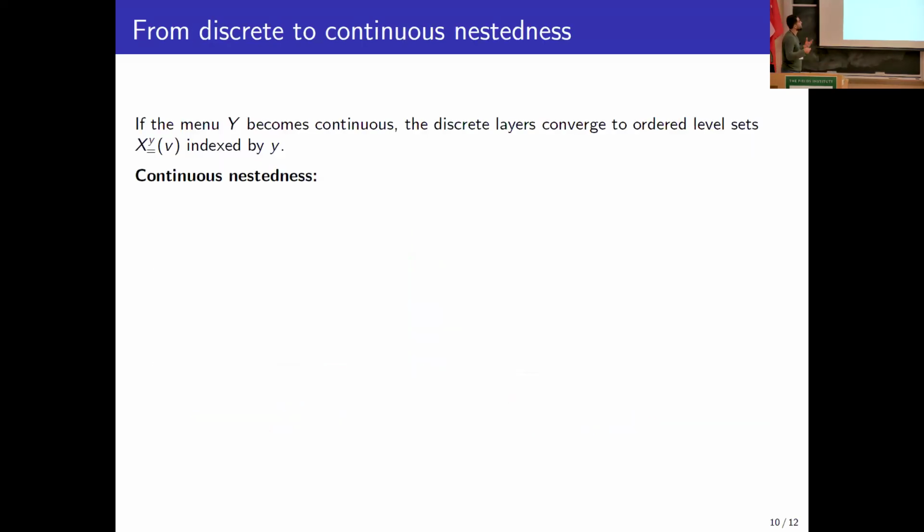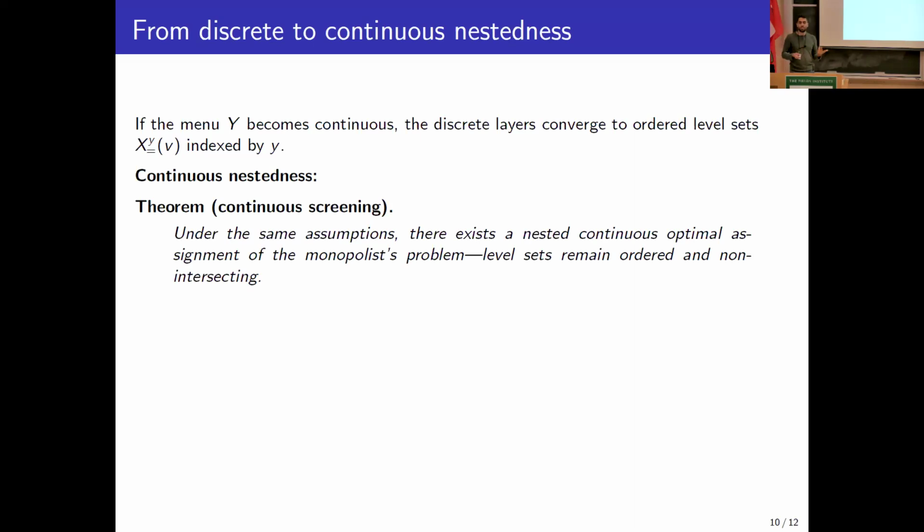And so when the menu y becomes a continuous interval, so let's say we take the finite set y and it converges to cover the whole interval, the discrete layers that we saw, xi, will converge to level curves indexed by y. And we prove that they will stay ordered and non-intersecting. And that's the definition of continuous nestedness that was introduced in the Chiappori, McCann, and Pass paper. So under the same assumptions, there exists a continuous nested optimal assignment for the monopolist problem.